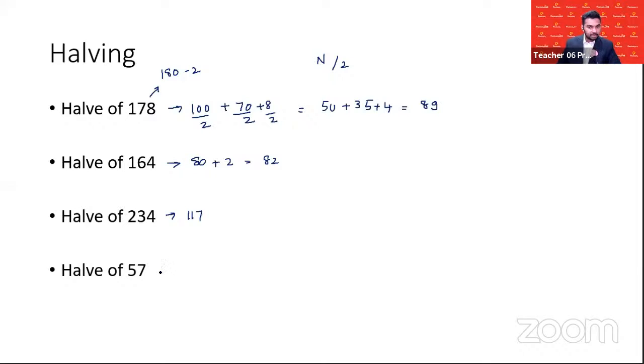Half of 57. This is a number which is odd. This is an odd number, meaning it doesn't have a factor of 2 in it. So 57, if you want to half, you can just take it as 60 minus 3. Half of 60 is 30. 3 by 2 is 1.5. So you just have to subtract 1.5 from 30, which is going to be 28.5.